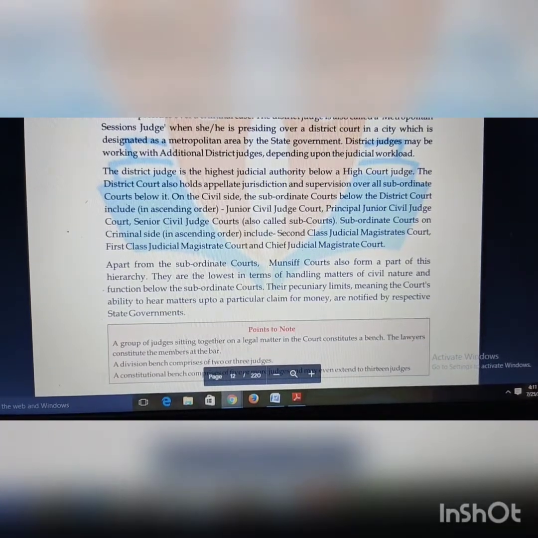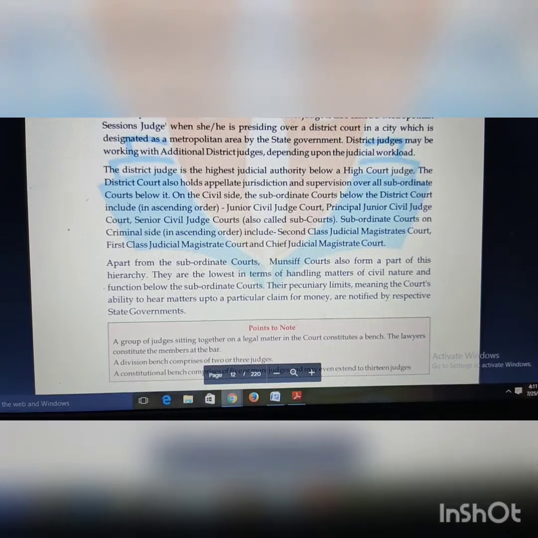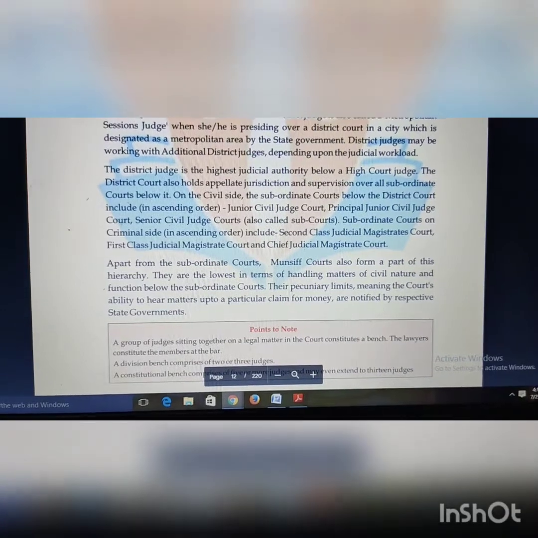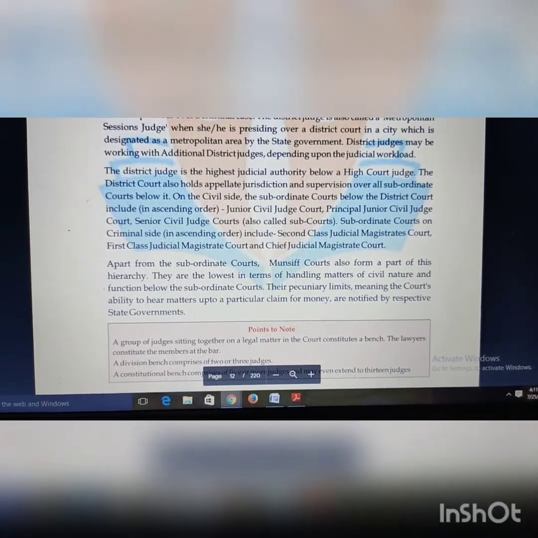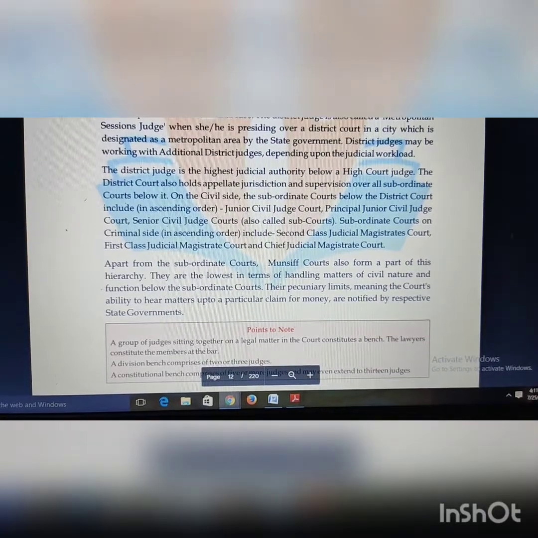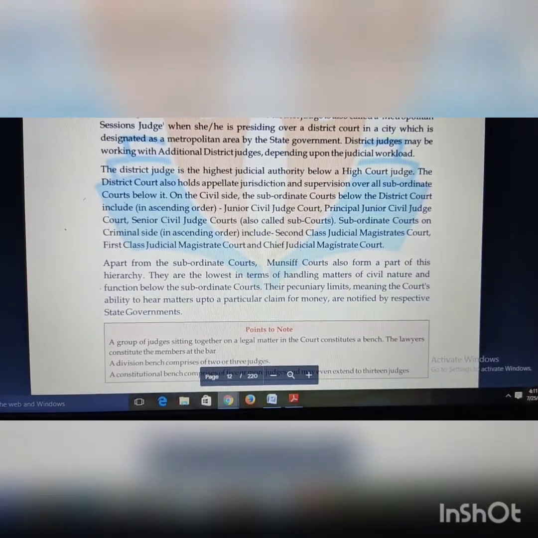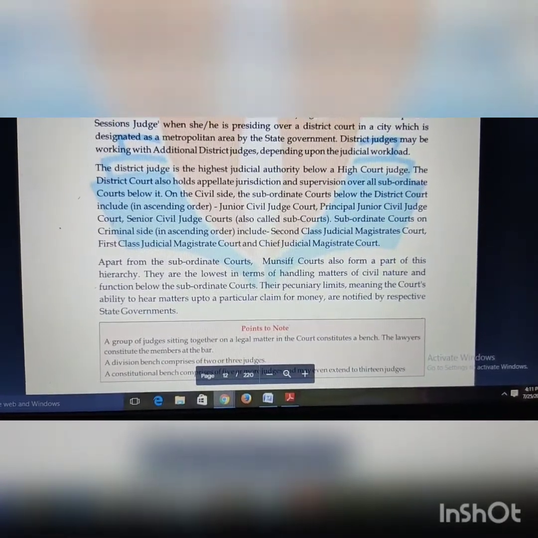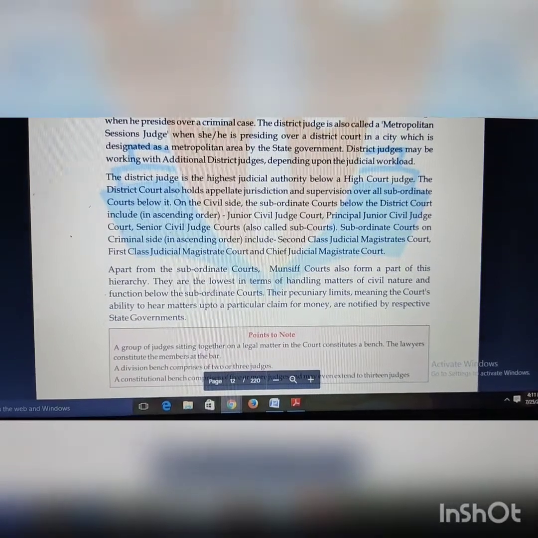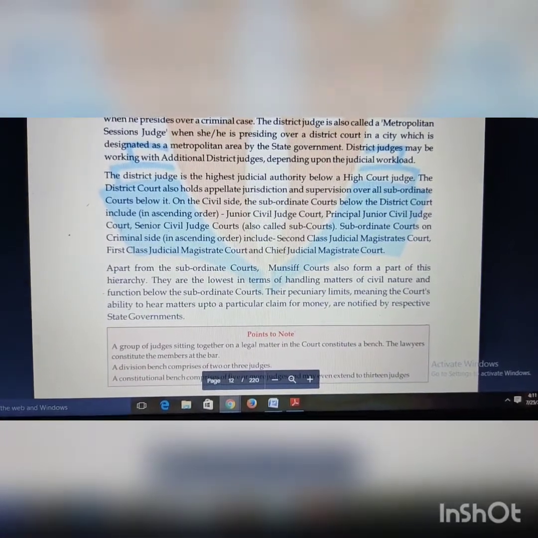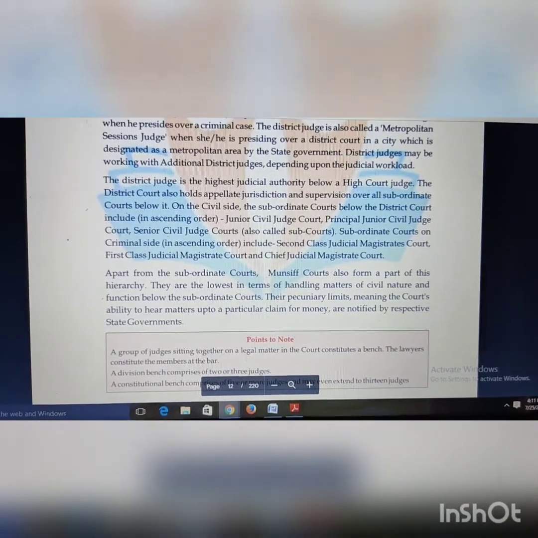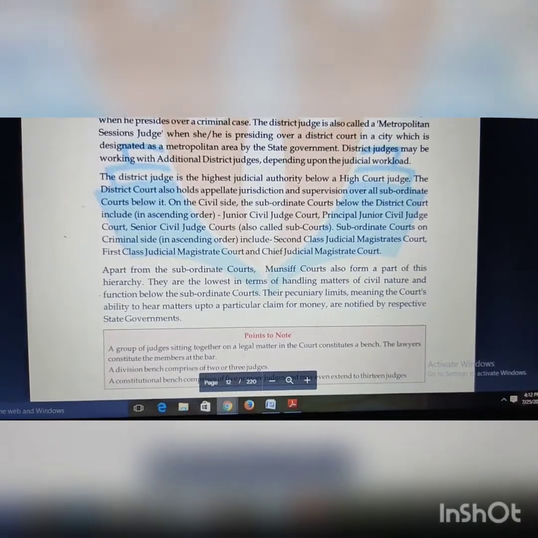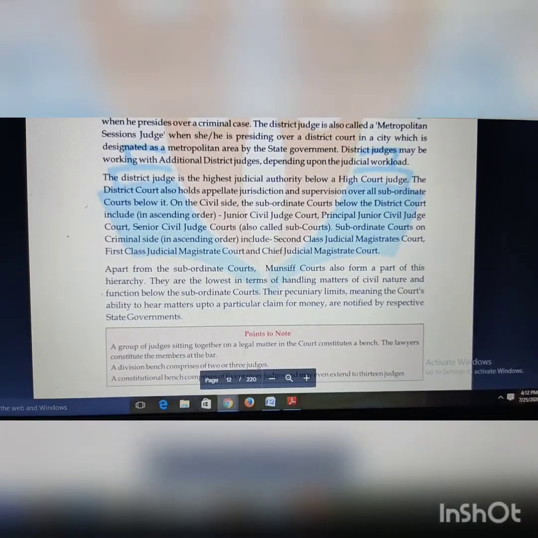Apart from the subordinate courts, munsif courts also form a part of this hierarchy. They are the lowest in terms of handling matters of civil nature and function below the subordinate courts. Their pecuniary limits, meaning the court's ability to hear matters up to a particular claim for money, are notified by respective state governments. Munsif courts are the lowest in terms of handling matters of civil nature, and they are below the subordinate courts. So you are getting the hierarchy, what it is. Pecuniary means something which has monetary value.